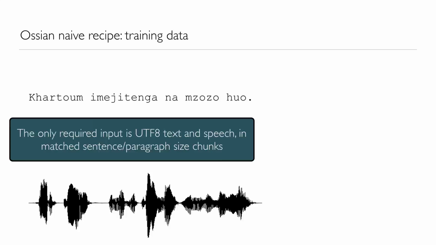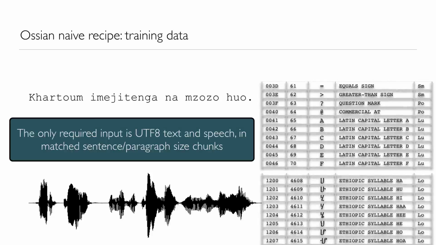So the tools that we use expect as input, as I said before, speech and text aligned at maybe the sentence level. So like this is a sample of Swahili text and an image of a speech waveform corresponding to it. We require that the text should be UTF-8 encoded, or in some encoding where we know how to get to Unicode, which is very useful, as I'll point out.